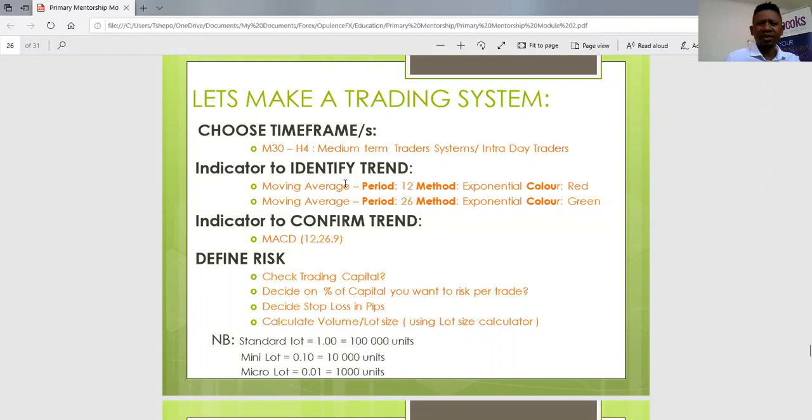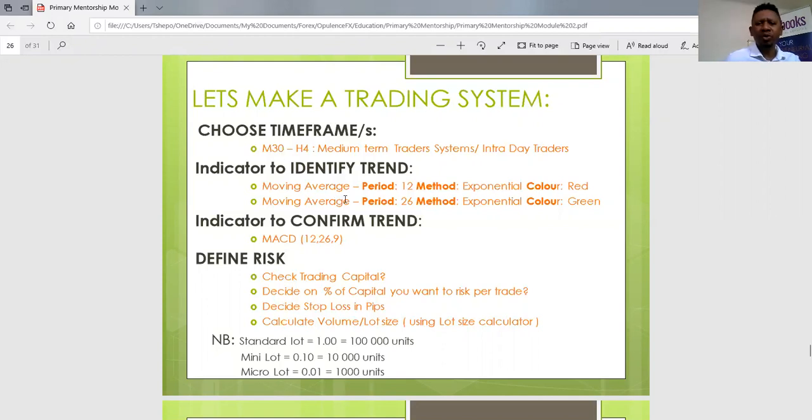So the system means you can trade anything from M30. You can even go straight to M30. We'll do our examples on an M30, but you can test or practice this on the M30 time frame, H1 time frame, and H4 time frame.